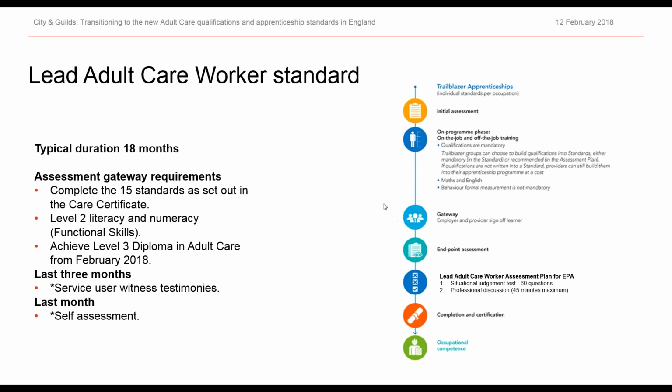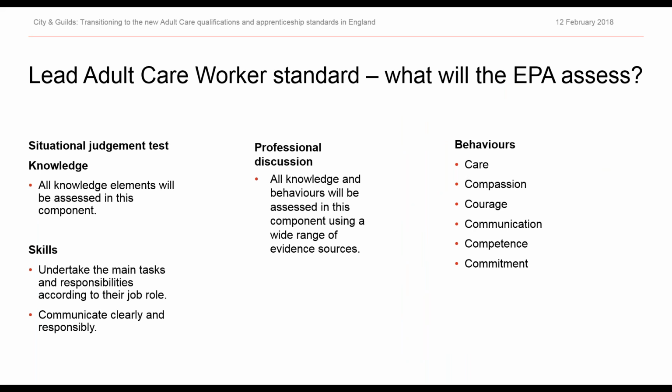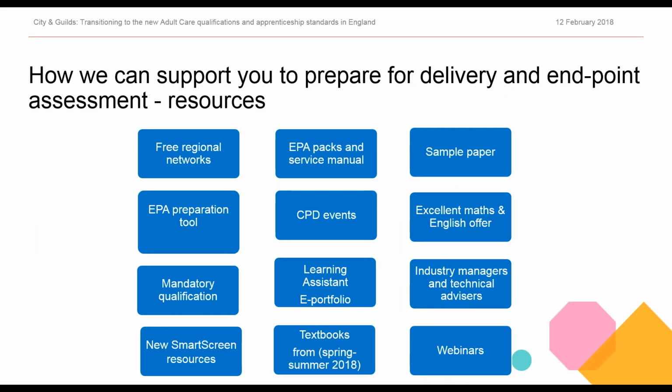I'm not going to go through this in detail because the difference really is the qualification title at level 3. Everything else is the same. And again with this slide. The slide that I'm referring to now is about how City and Guilds can support you through preparing for your own programme delivery and also preparing apprentices for endpoint assessment.